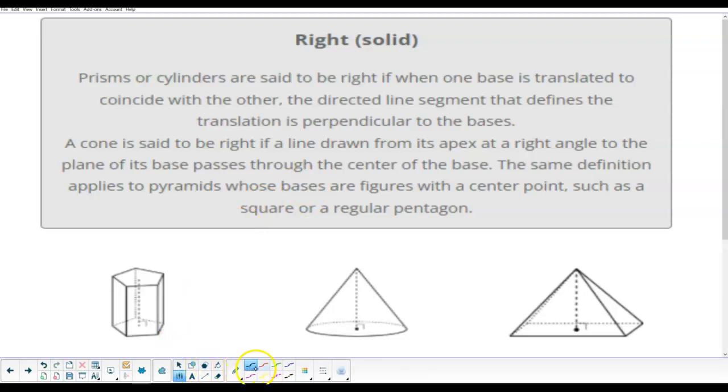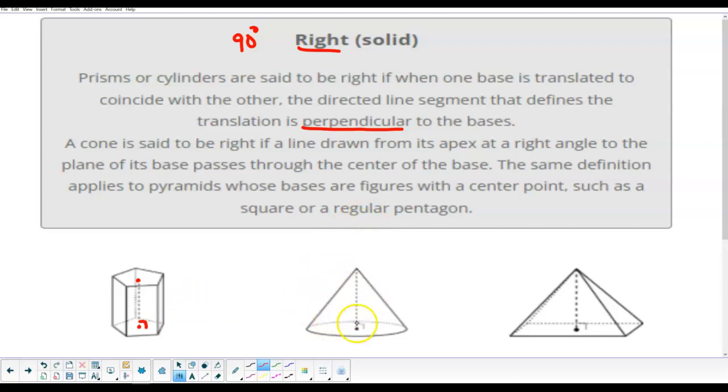So when we talk about that word right, I think 90 degrees, and the reason why is the line connecting them. If I connected here on the pentagonal prism, if I translated the bottom directly up to the top and followed the direct line segment, that would be perpendicular, which would make reference to the 90-degree angle.